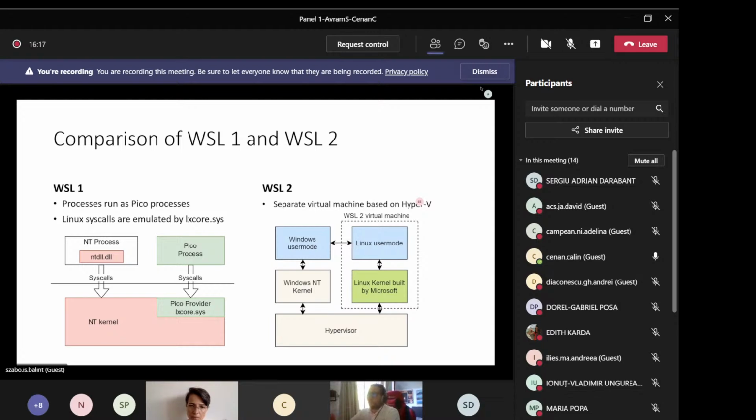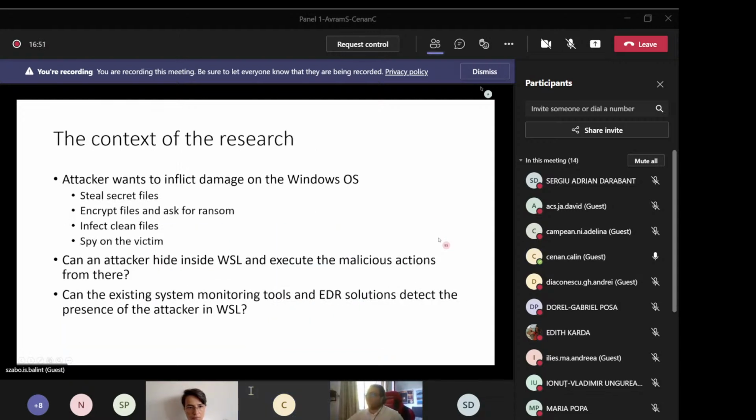Architecture-wise, WSL 1 and 2 differ slightly. The Linux processes are implemented as Pico processes on WSL1, which are sort of Windows processes but with some differences. And these processes can call system calls, and these system calls will be emulated by the lxcore.sys driver. On the other hand, WSL2 has a completely separate and complete Linux kernel that runs inside a virtual machine powered by Hyper-V.